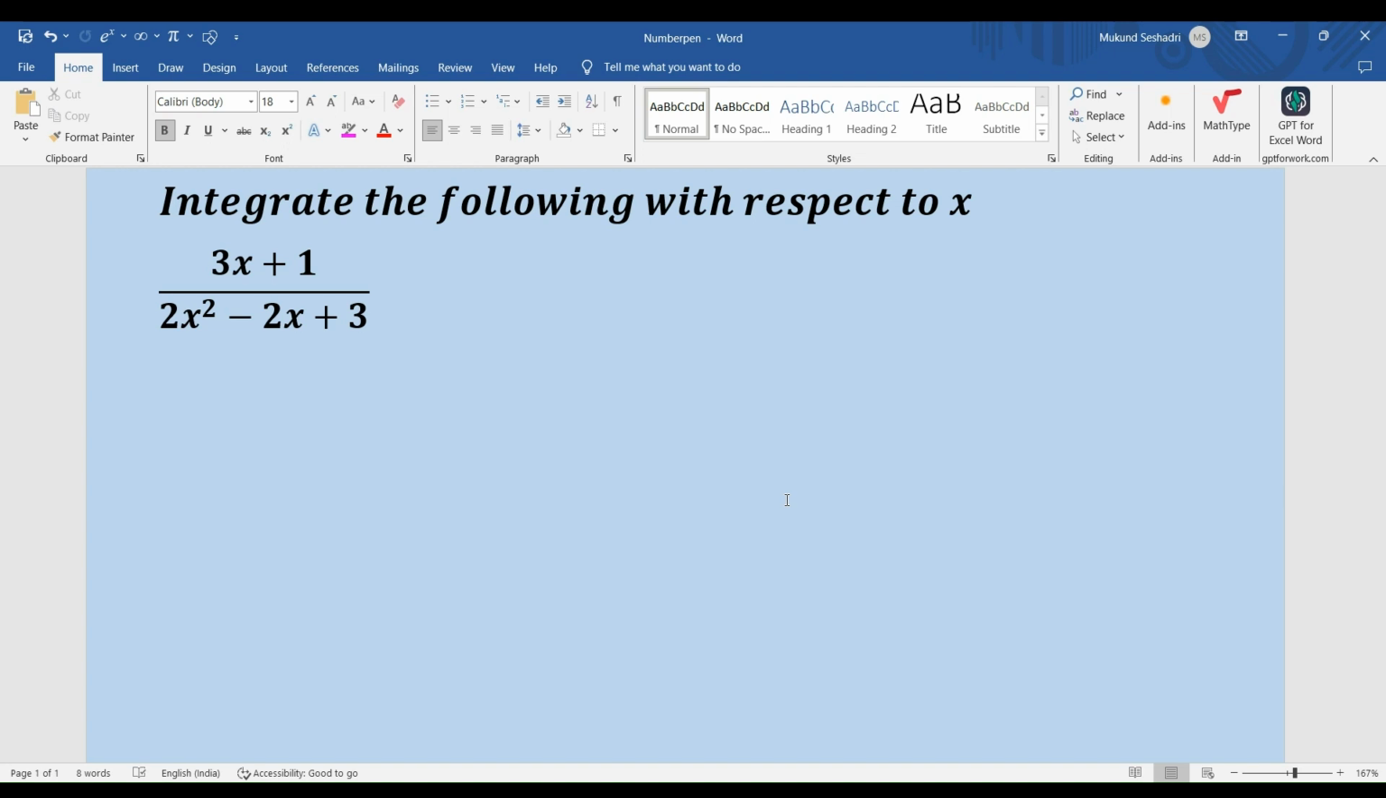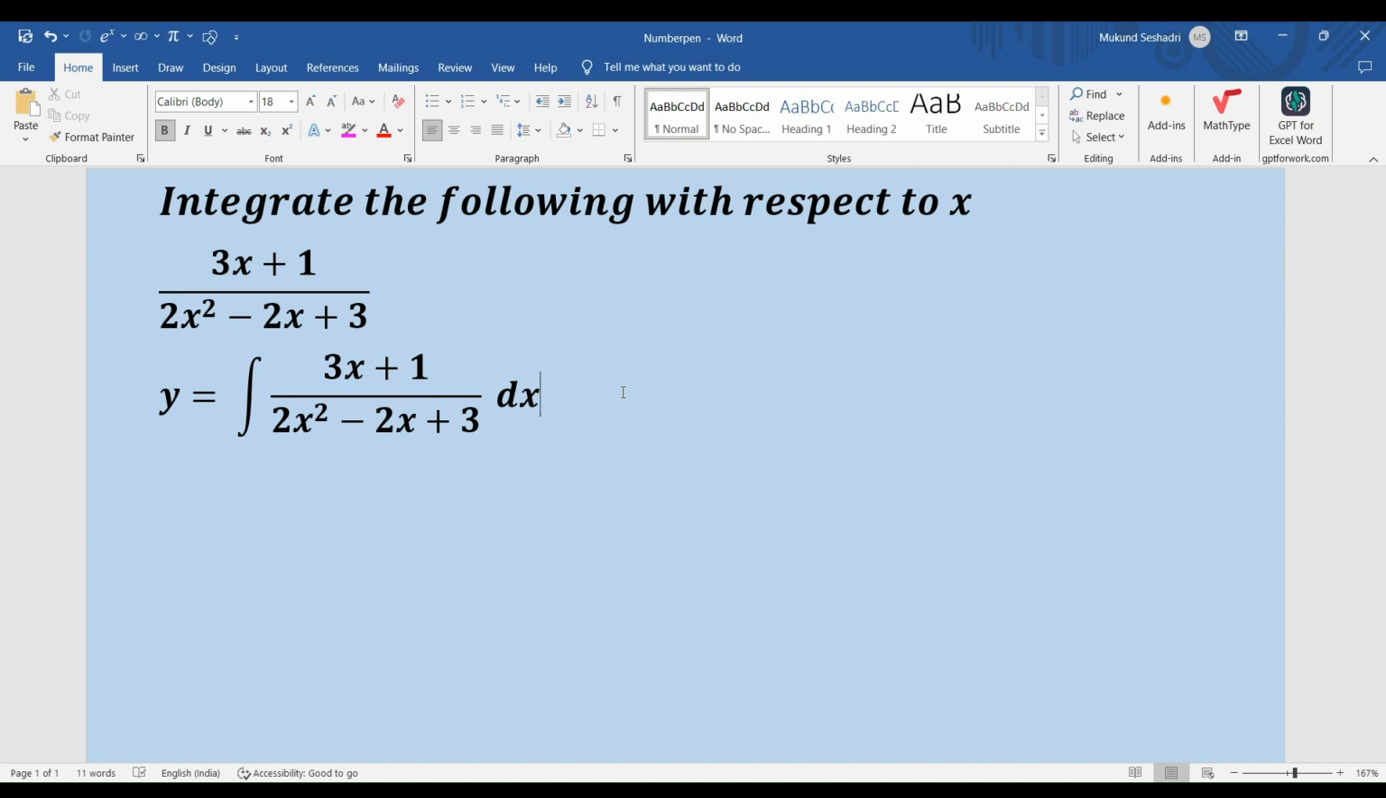My y is nothing but integral of the given expression. So let's write down what our y is. That's my y, integral of 3x plus 1, the whole divided by 2x square minus 2x plus 3 times dx. So I know that my y is not in a very simple format whose antiderivative I know from first principles. But when I take a closer look at y, I see that I have a quadratic expression in the denominator and then I have a linear expression in the numerator.